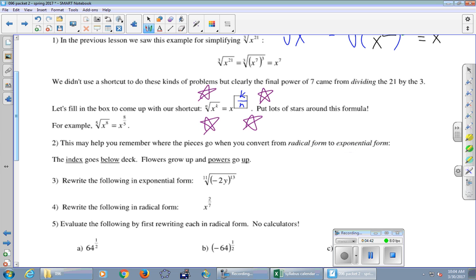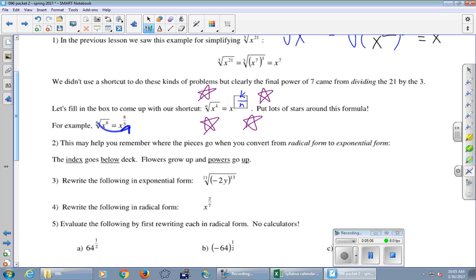I don't think this mnemonic device that I came up with is all that great. So if you can think of one that's better, that works for you, share it with me and we'll share it with the group. We know that the 5 is called the index, right? We used that word the other day. Okay, so it says the index goes below deck. Below deck is like a ship metaphor, right? Below deck, underneath. The index goes below deck, goes under in the bottom of the fraction.